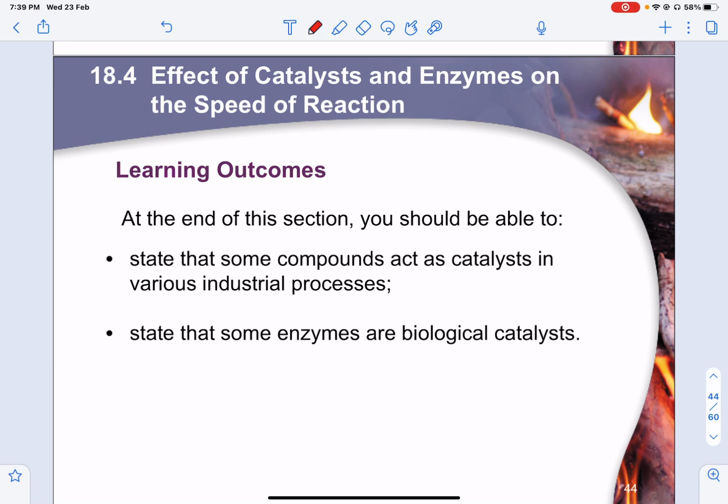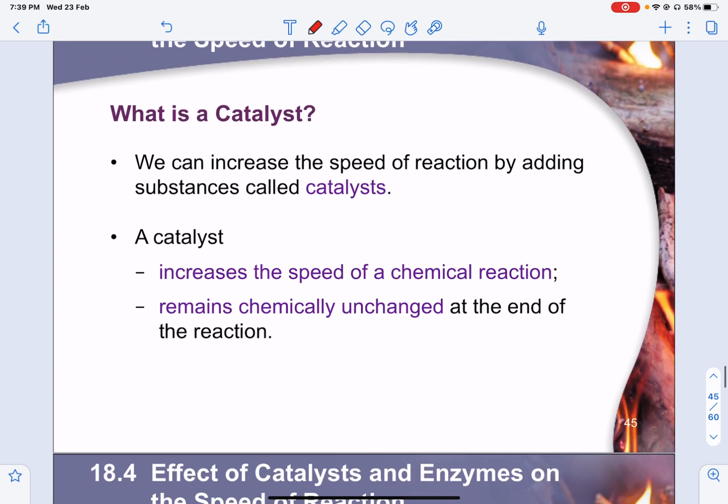Okay, so welcome back. Now we will be talking about the effects of catalysts and enzymes on the speed of the reaction. Over here, what you will be learning is mainly the compounds acting as catalysts in various industrial processes, and how they can help to save costs and to speed up the reaction. We also will be discussing some enzymes as biological catalysts to help us in our digestion.